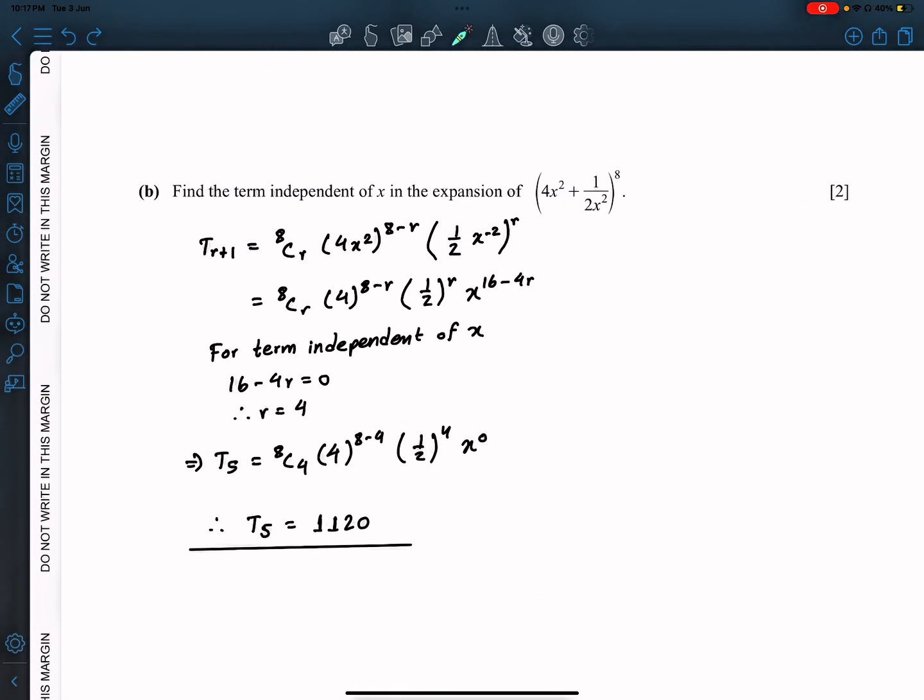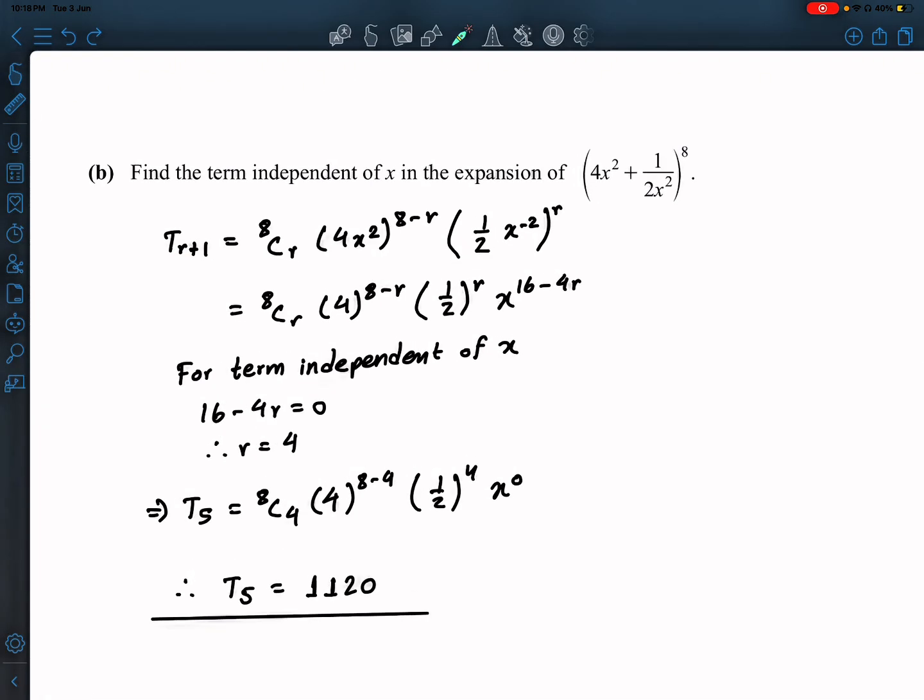Part B. Find the term independent of x in the expansion of (4x squared plus 1 over 2x squared) to the 8. So to do this, we will need to take into account a general term. A general term basically is a binomial term which is in terms of r and in terms of x.